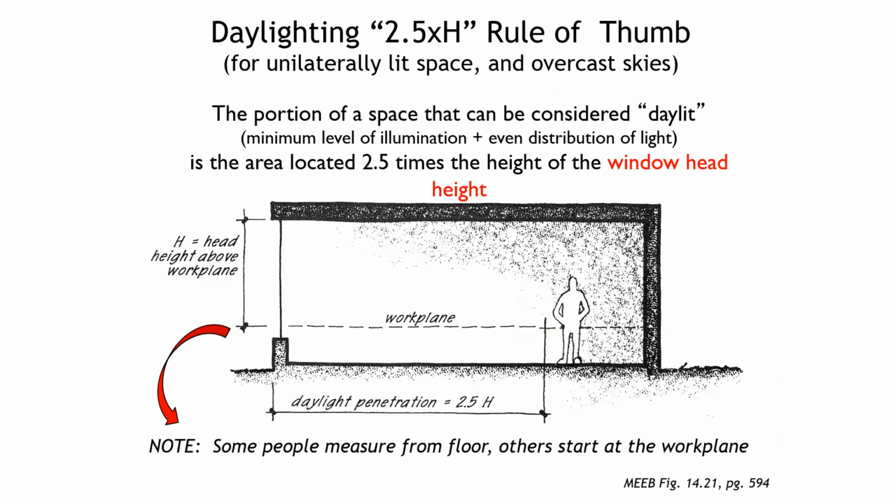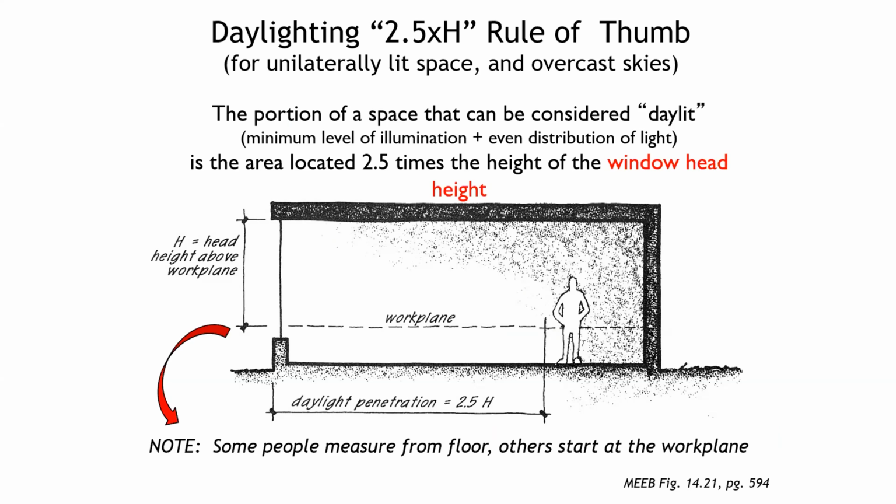Okay, so a rule of thumb for daylighting is that 2.5 times H is the daylight penetration into a space. The height of the window is a critical dimension, and the height of the windowsill isn't as critical. You take the height, typically above the work plane, multiply it by 2.5, and that gets you a good sense of how far you can get good daylight penetration into a space.